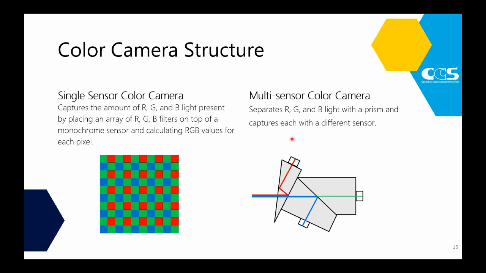So a single sensor color camera captures the amount of red, green, and blue light present in each pixel by placing a filter on top of the monochrome sensor. And then for each pixel, it calculates the red, green, and blue values and combines them together to get a color image.